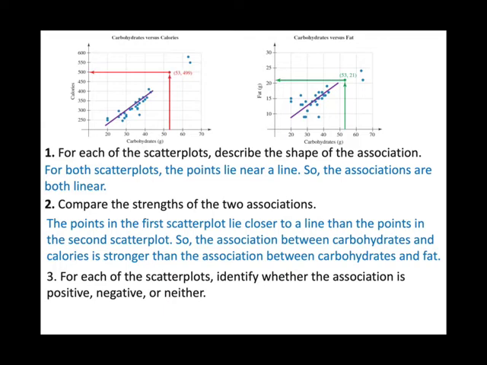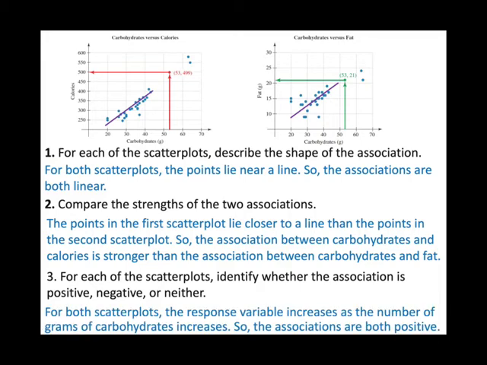Number 3, for each of the scatterplots, identify whether the association is positive, negative, or neither. In both pictures, the straight line is increasing, which means they have a positive slope. So we know that is a positive linear correlation, or you could say the associations are both positive.